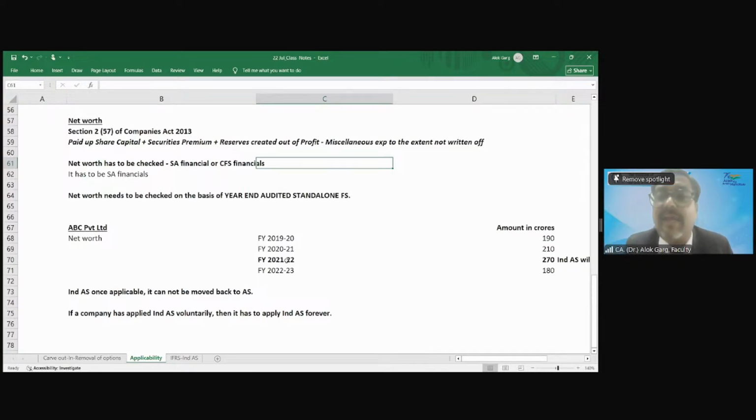For example, revaluation reserve: whether it will form part of net worth, whether revaluation reserve on fixed asset is created out of profit. Answer is no. So revaluation reserve is not a reserve created out of profit, and hence it does not come under the definition of net worth for Ind AS. Saminathan is asking, sir, non-corporate entity net worth is greater than 250 crore.